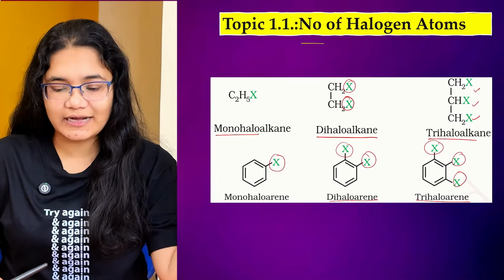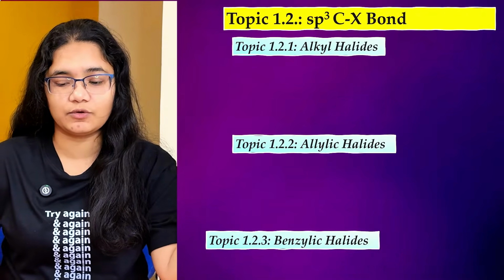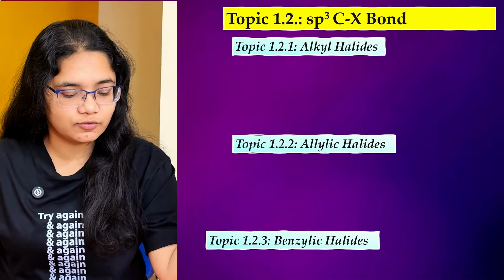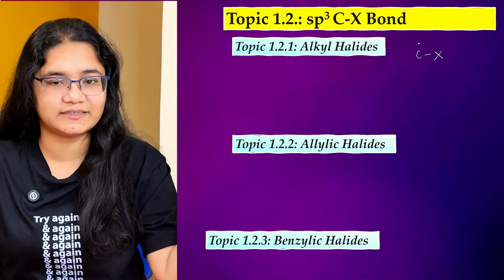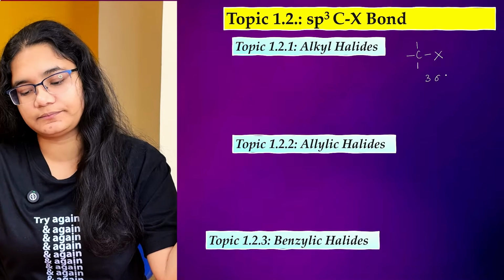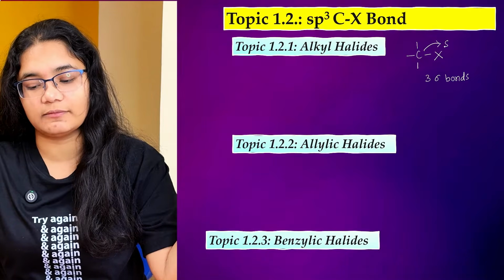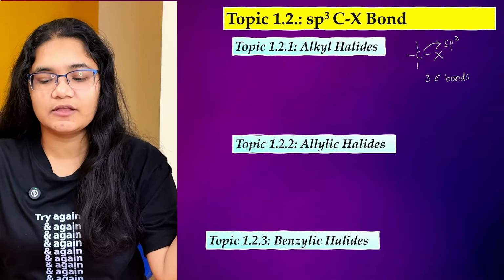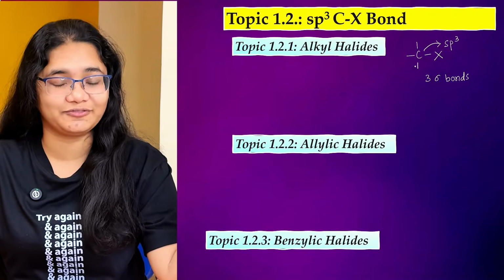Now let's see the classification of the sp3 C-X bond. Let me tell you what an sp3 C-X bond is. When you have a carbon attached to an X group, and this carbon has 3 sigma bonds, wait, we call this carbon sp3 hybridized. Now based on this sp3 hybridized carbon, what classifications do we have?